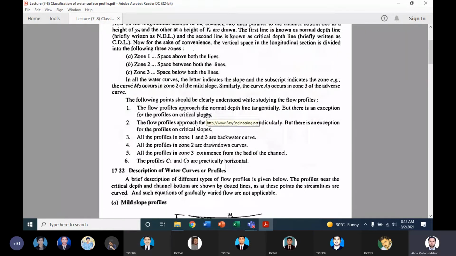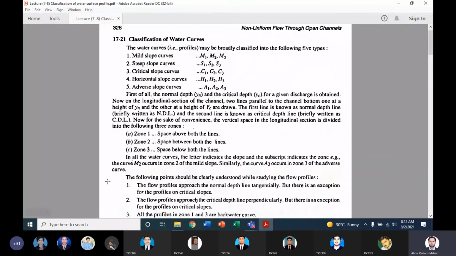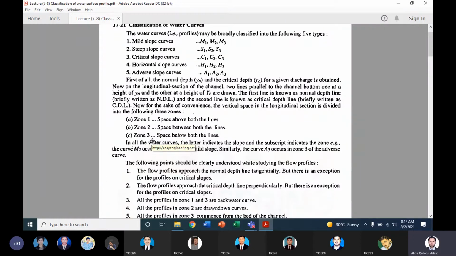Okay. So these are the three different zones: zone 1, zone 2, zone 3. You should remember that when the space is above both the lines, this is zone 1. When the space is below both the lines, this is zone 3. And the space between both the lines is going to be zone 2.